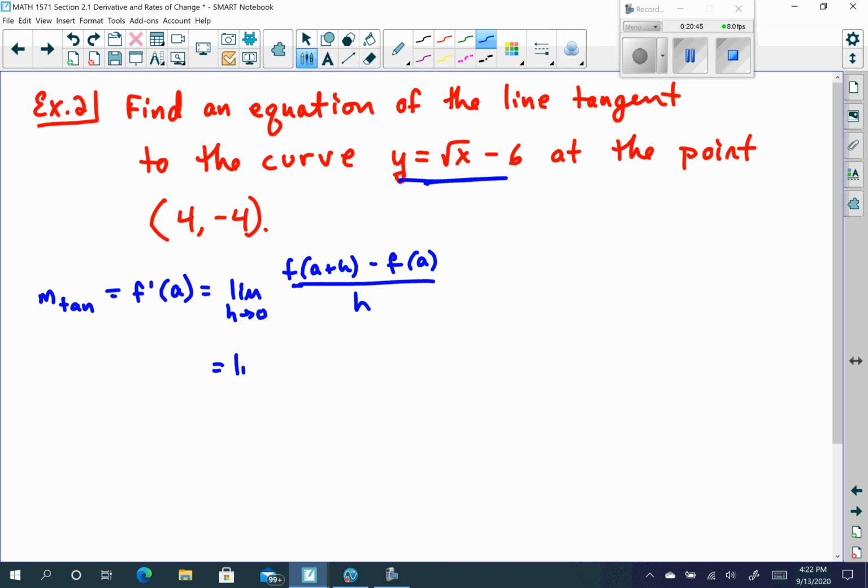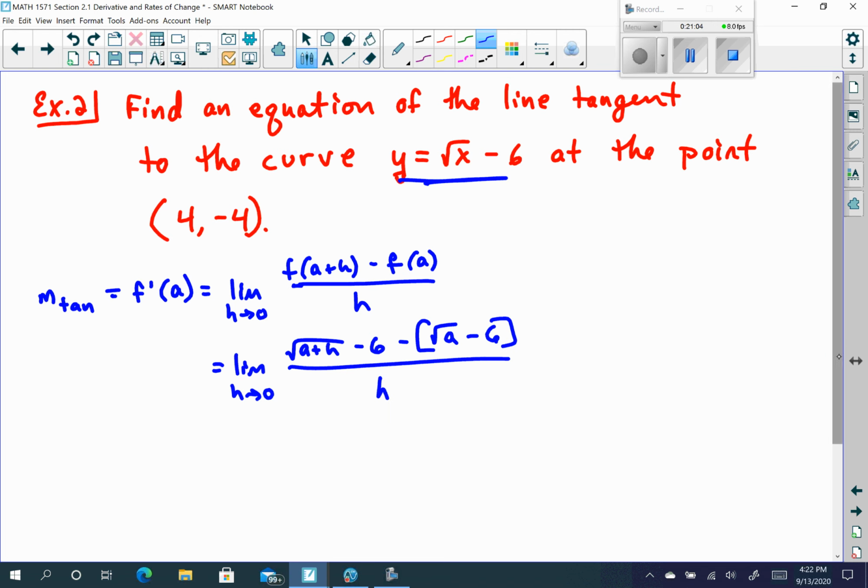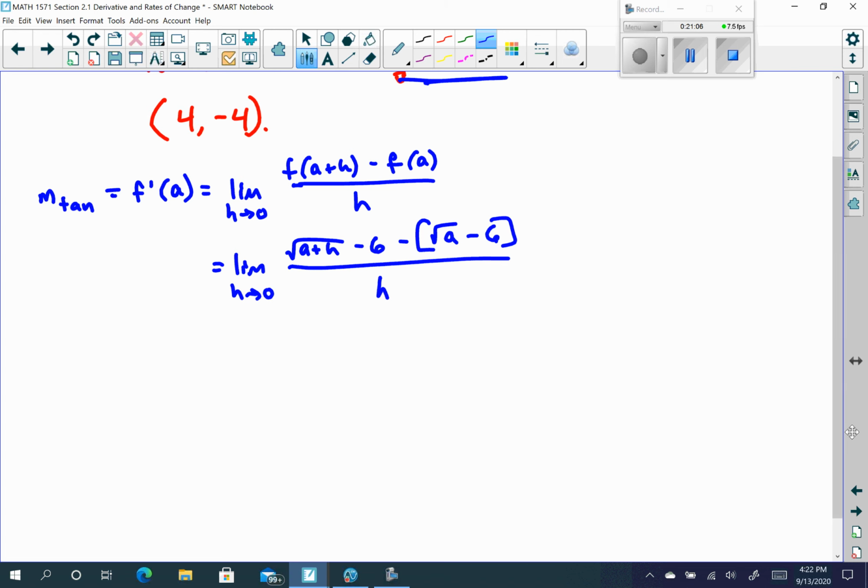So next we get the limit as h approaches 0. So here I'm going to have the square root of x is now a plus h minus 6, minus f of a becomes radical a minus 6. And yes, I have to put those in brackets or parentheses, all over h. So it doesn't expand as crazy as the last one did. We have a limit as h approaches 0, radical a plus h minus 6 minus radical a, but then plus 6. So you see what's going to happen next.